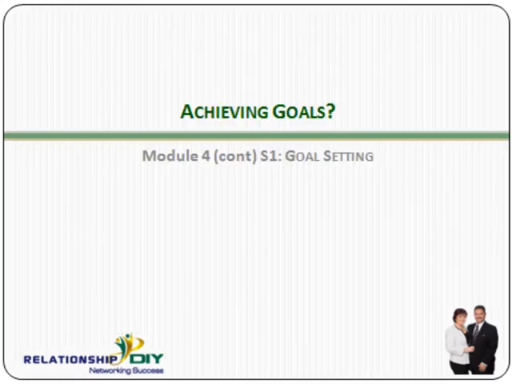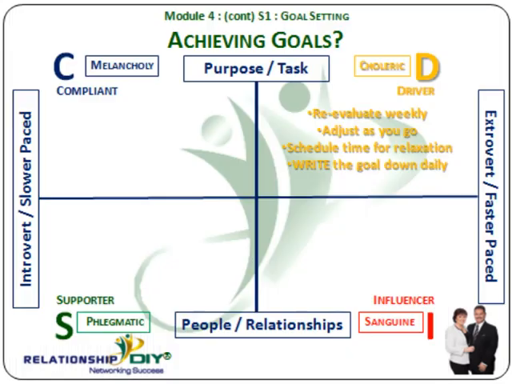Now the question is, how do we achieve our goals? The D's. Reevaluate yourself weekly. That speaks for itself. Adjust as you go. It's okay to adjust. Sometimes the D just has to smack themselves on the back and say, good job, adjust the goal and move on. Schedule time for relaxation. Cholerics, can you hear me? All the D's, listen up. Schedule time for relaxation. You are a human being, not a human doing.